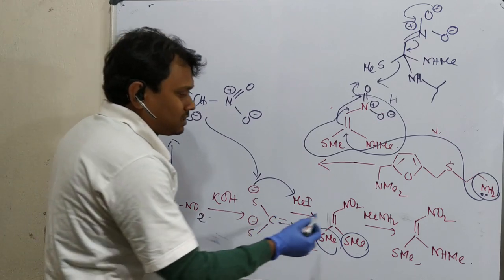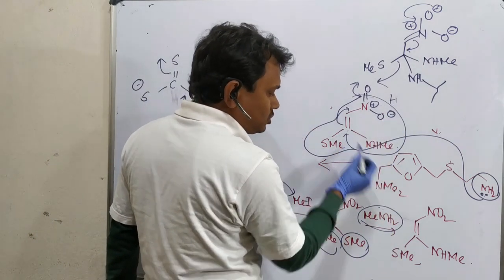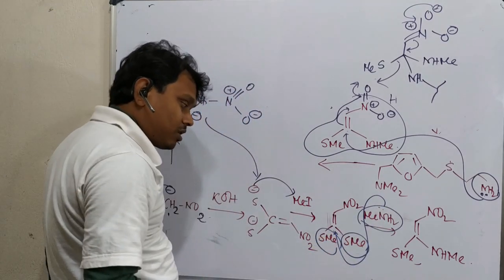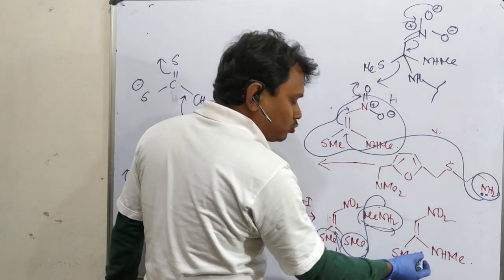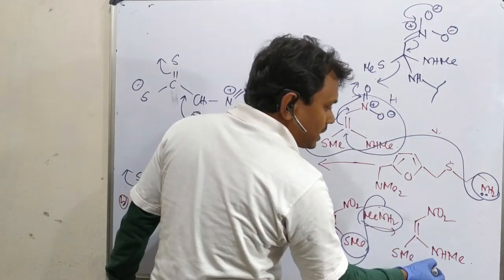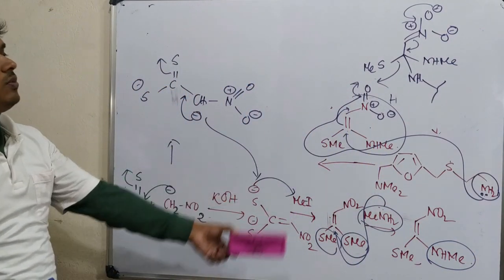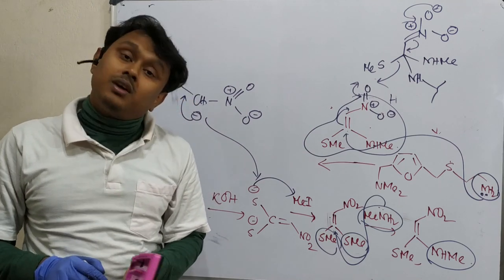Now, second step, if you put methylamine, what happened? I just told the logic. It's a Michael acceptor, and the carbon-sulfur bond is not that strong. So it attacks, it opens up, and fiercely comes back. In a similar way, MeS is removed, and NHMe is produced, and that is used in this step. Okay, so this is the overall discussion of the preparation of a very useful anti-ulcer drug, Ranitidine.